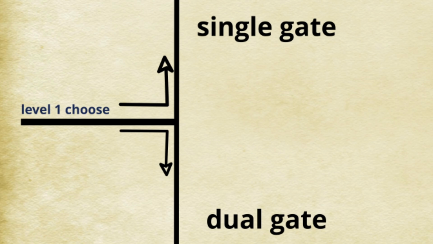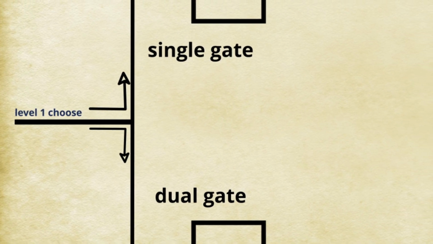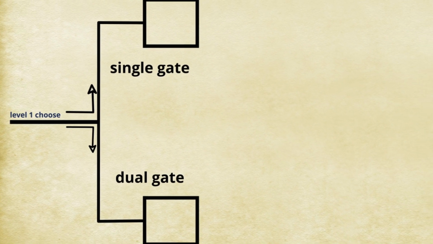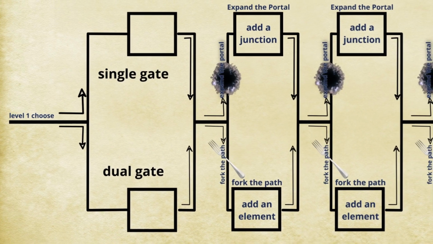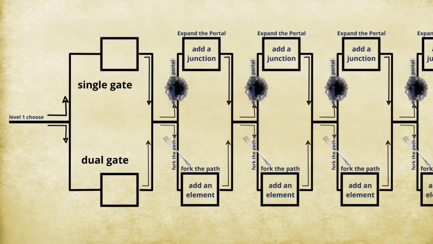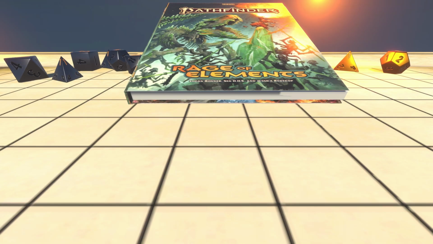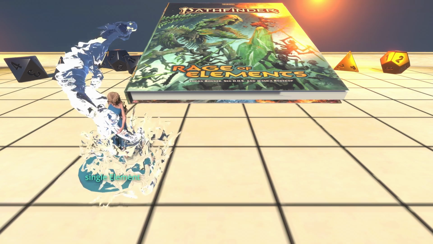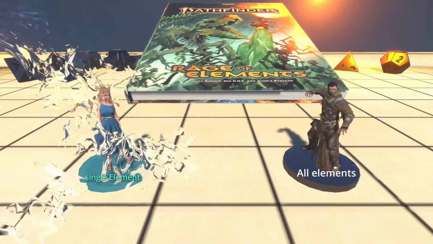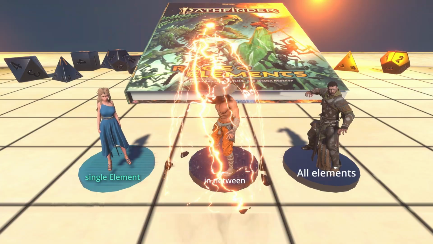So how do you build one? The outline for a kineticist build is pretty simple. At first level, you choose either a single gate with the junction or a dual gate. Then at 5th, 9th, 13th, and 17th level, you can either expand the portal and gain a junction for one of your elements, or fork the path and gain a new element. So every kineticist is somewhere either highly specialized in a single element or a few elements, or spread out over multiple elements, or somewhere in between.